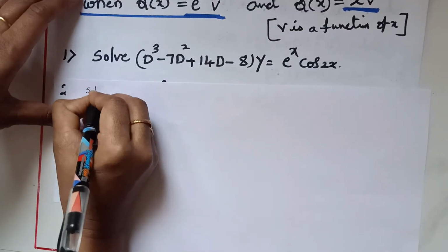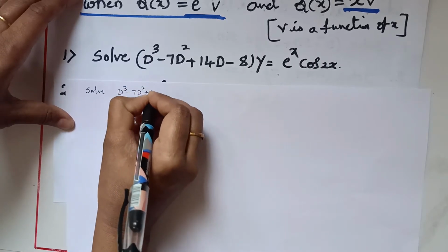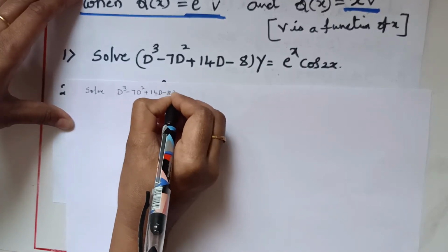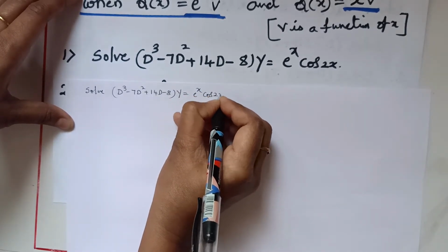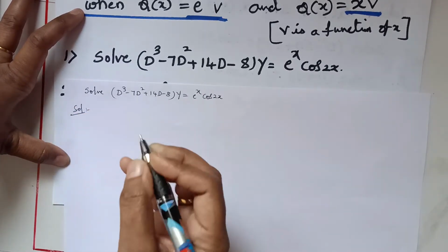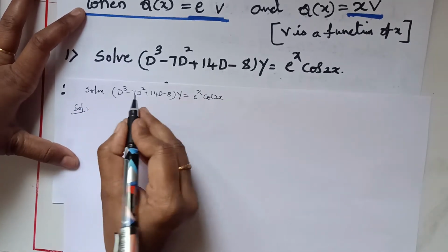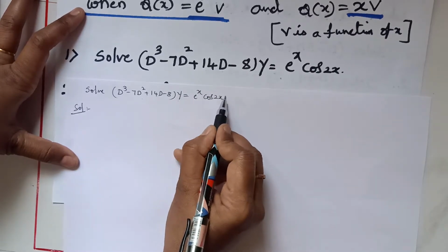Solve D cube minus 7D square plus 14D minus 8 into y is equal to e power x into cos 2x. Okay, we are solving this differential equation now, which is in the form of f of D into y is equal to Q of x.